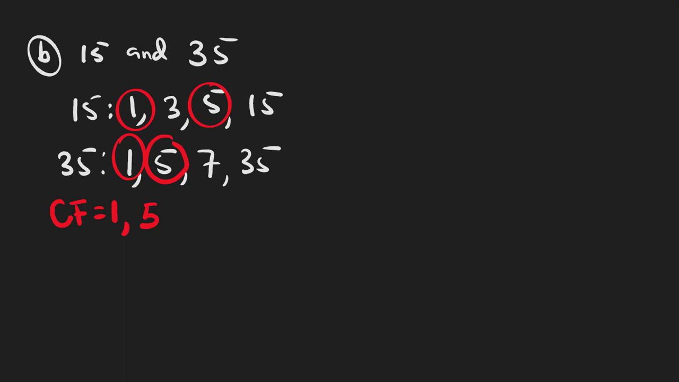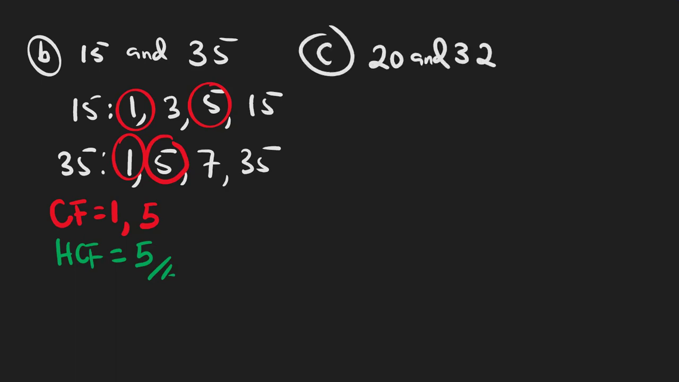Then what is then the highest common factor? So of course, among the common factors, the highest common factor now is 5. Can you see? Very easy. Very, very simple, right? Let's check the next one.